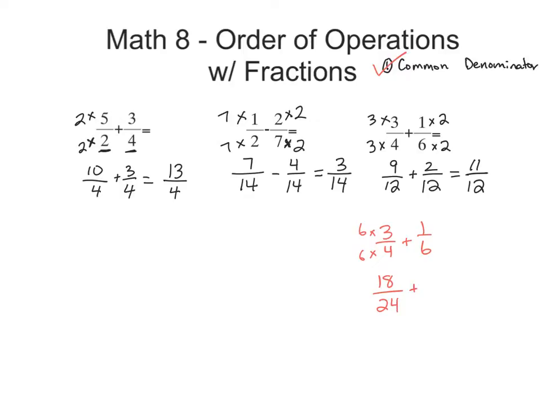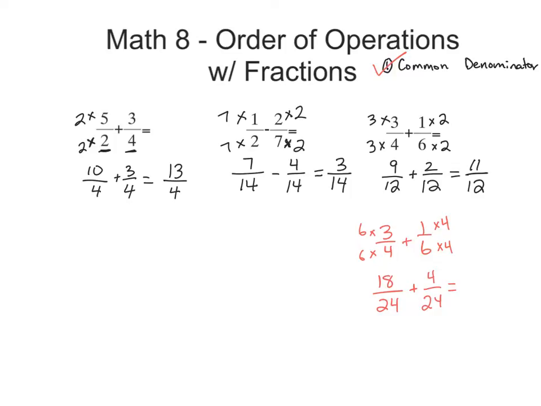Plus, now it's the same thing. What do you multiply 6 by to get to 24? You multiply by 4. What you do to the bottom, you have to do to the top. 1 times 4 is 4. 6 times 4 is 24.